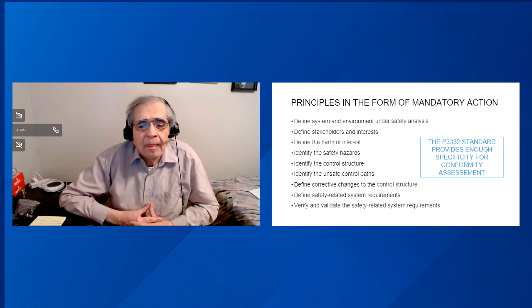The formulation of the activities in the standard is such that the standard provides enough specificity for a conformity assessment of a project against this particular standard.